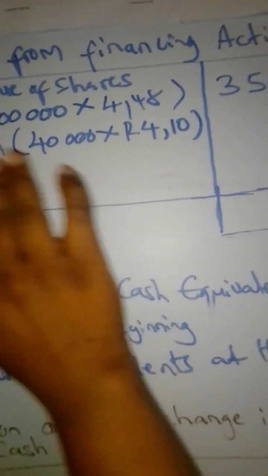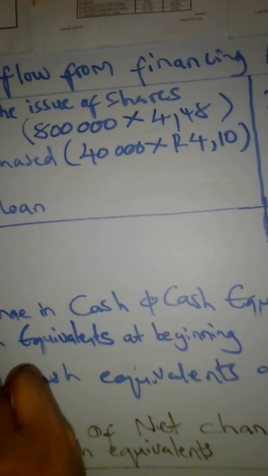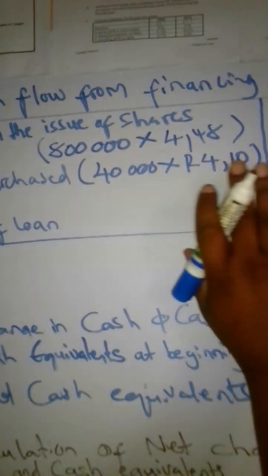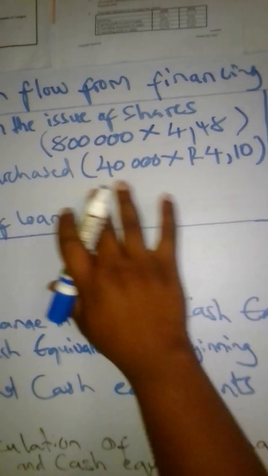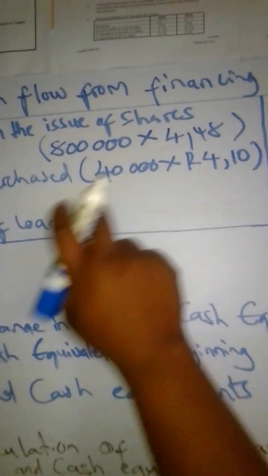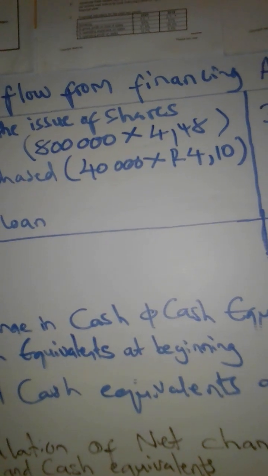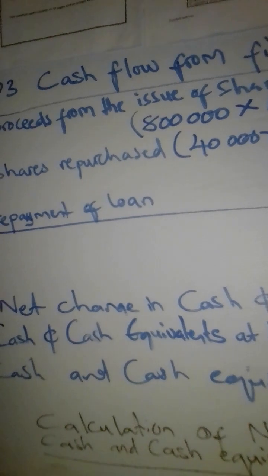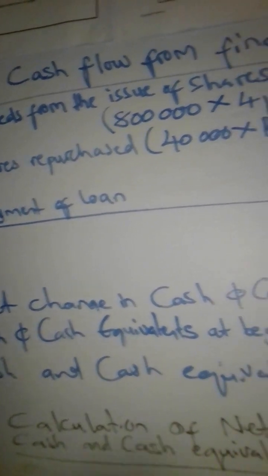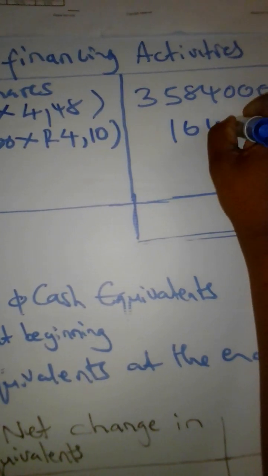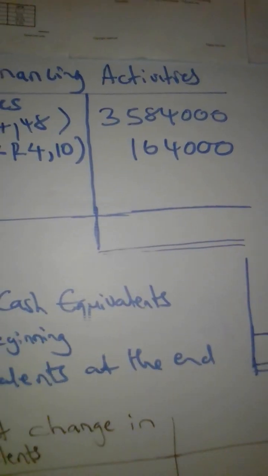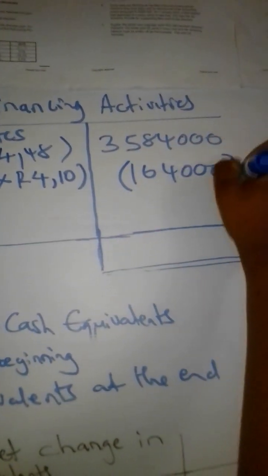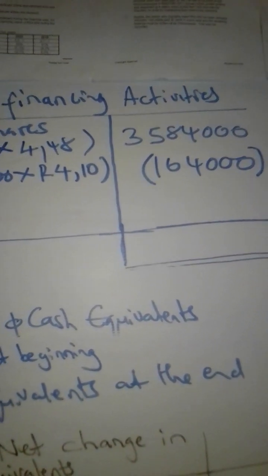Remember, when we're doing the ordinary share capital note, we looked at the average share price. But when we come to the cash flow, we are interested in the bank, how much money was spent on the repurchase. If you multiply 40,000 times 410, we are going to get 164,000. This is the money that was spent on the repurchase. Remember, this amount is in brackets. It's an outflow.